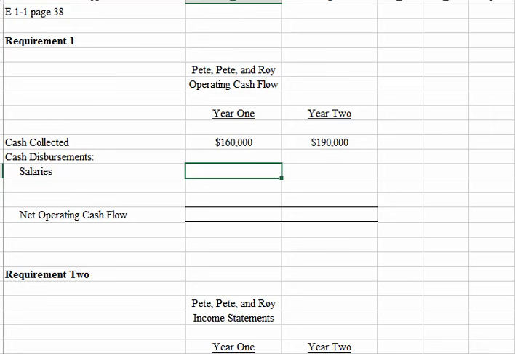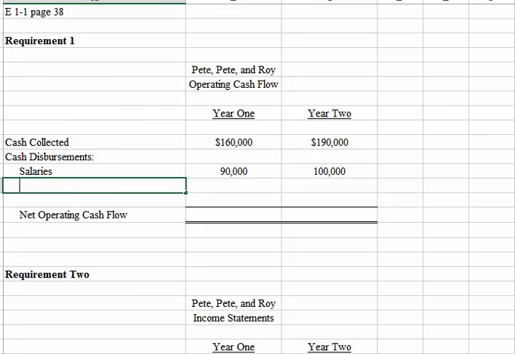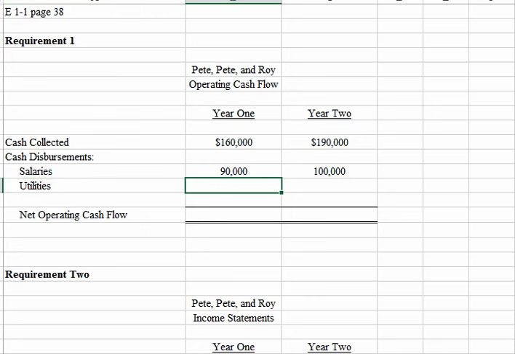Okay, in year 1, cash paid for salaries was $90,000. And here we're just looking at cash coming in, cash going out on this first schedule, you guys. Cash paid for salaries in year 2, $100,000. Then we had cash going out for utilities. In year 1, $30,000. In year 2, $40,000.